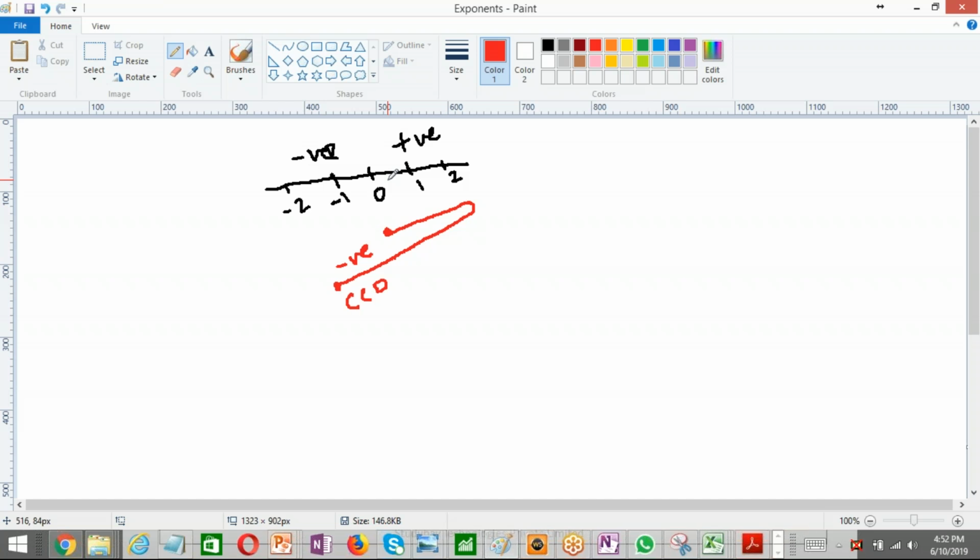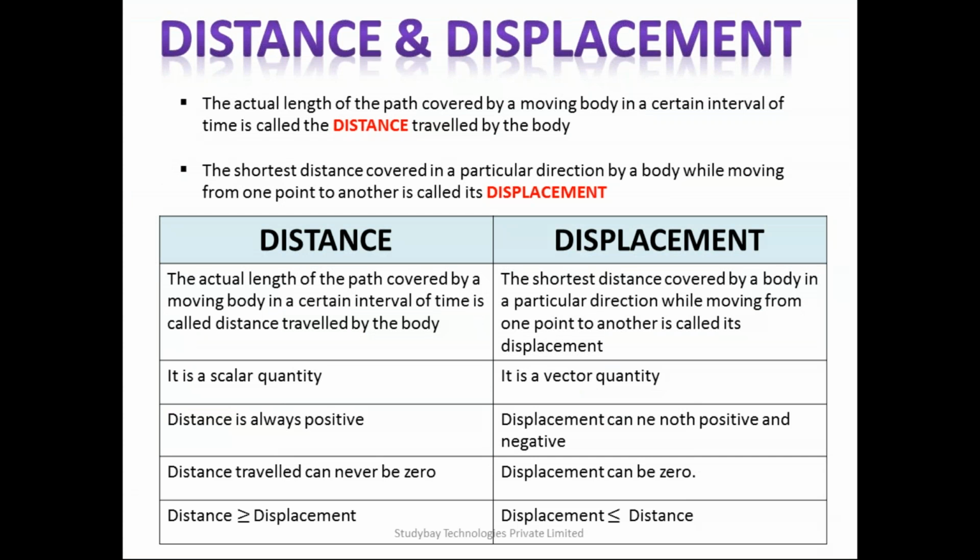Now let's go back. Distance traveled can never be 0, but the displacement can be 0. That you know very well. If you move even a single inch, that is the distance you have covered. But if you come back after covering hundreds of kilometers to your home or your initial position, the displacement will be considered as 0. Now the last point: the distance is always greater than or equal to the displacement. I'm sure so far you have understood that.